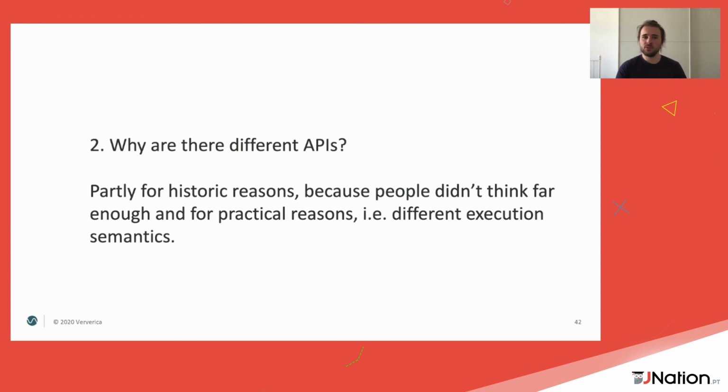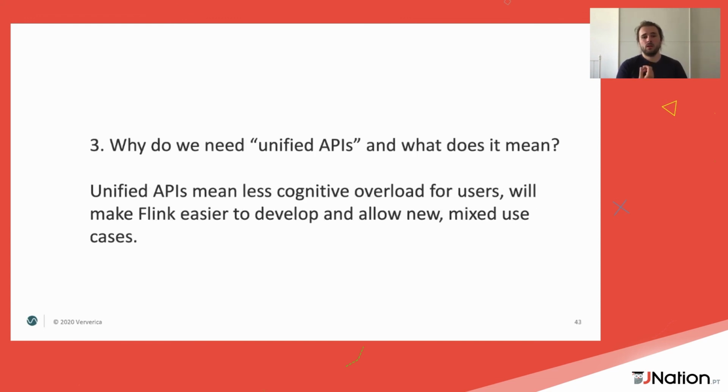There were different execution semantics. This one is, in my mind, quite easy. If you have one less API, that's one less thing to worry about. Users need to learn less. If they want to do batch and stream processing, they only need to learn one API. And for Flink developers, such as me, it's easier to develop if you only have one API to maintain.